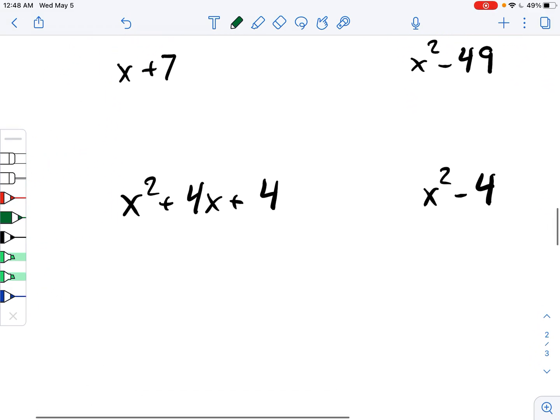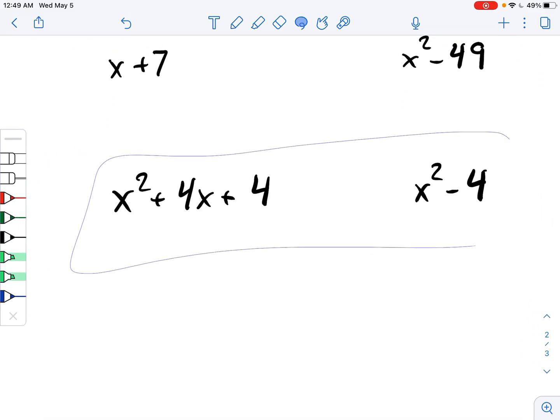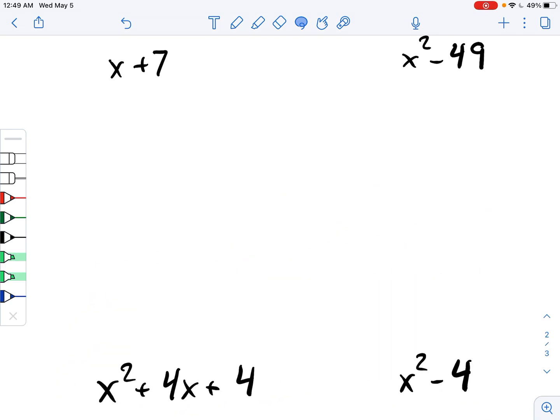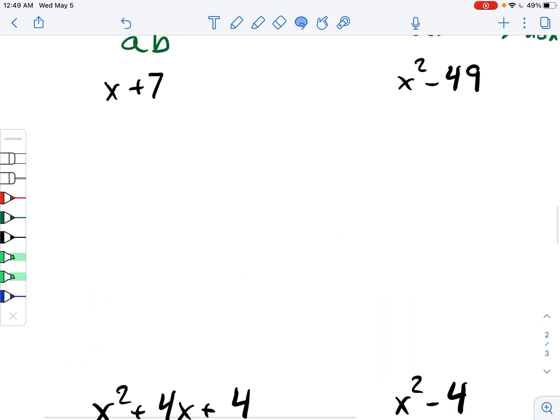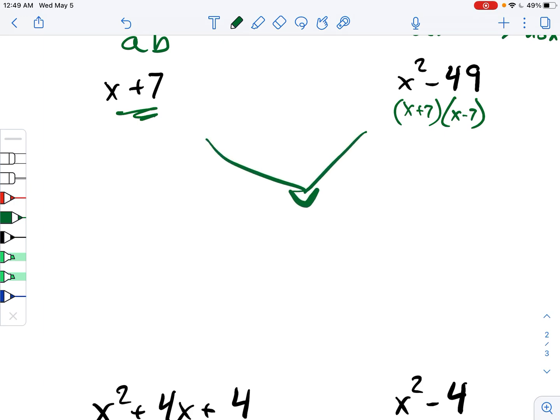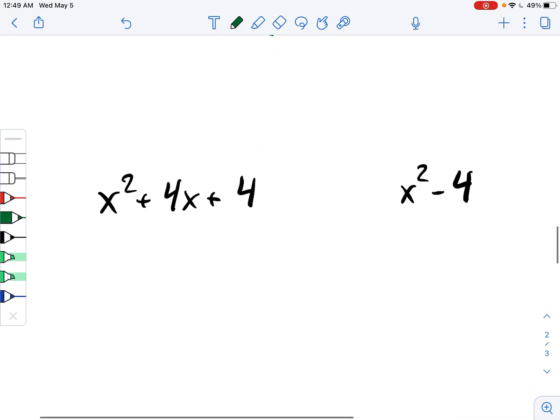Okay, so now let's look at x plus 7 and x squared minus 49. So again, let's factor. And you see that this is actually just a factor of the other one, so your best common denominator would be x plus 7 and x minus 7. And then here's another example.